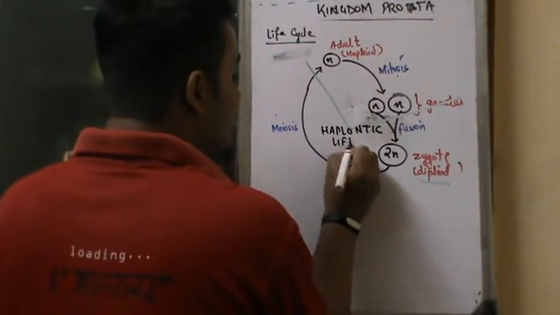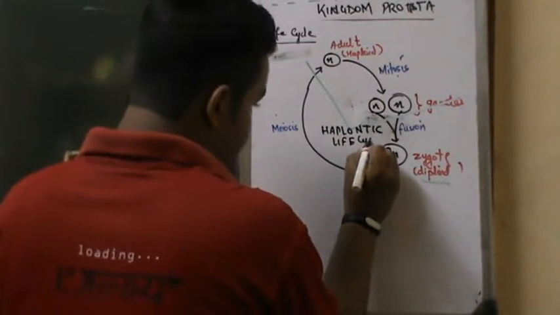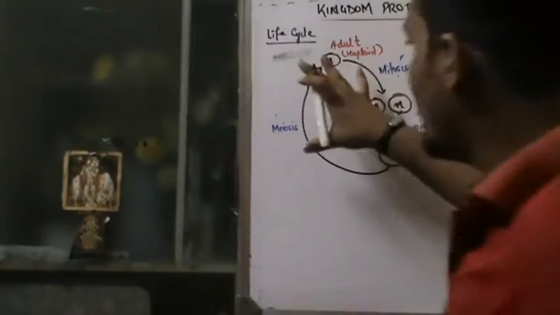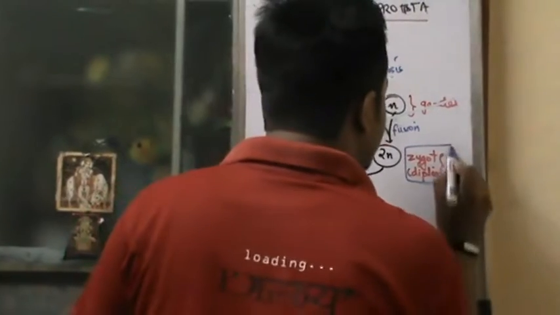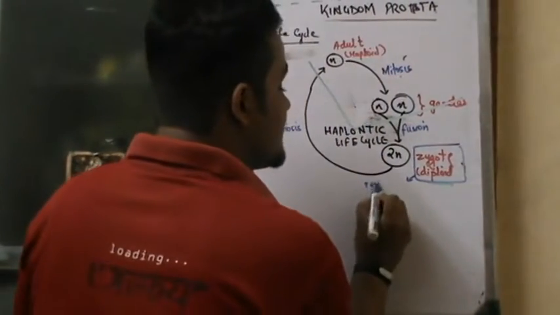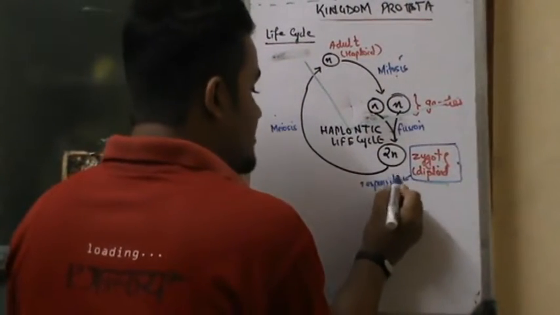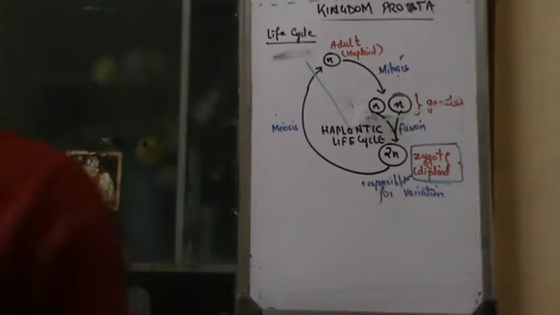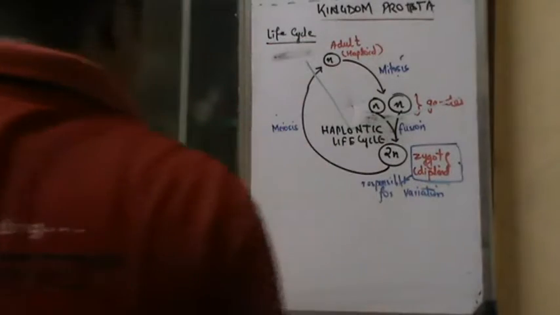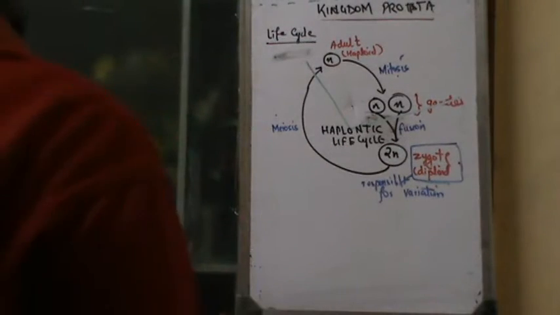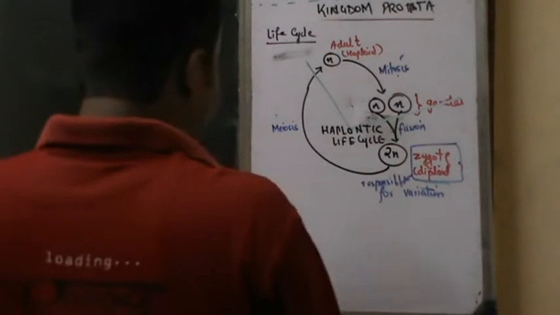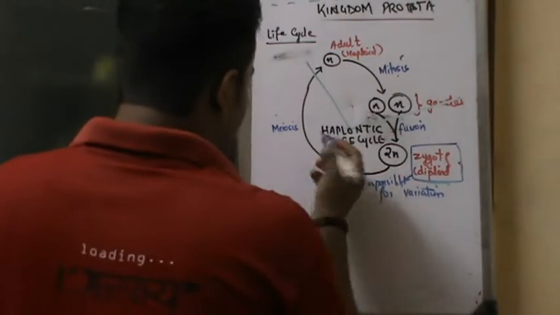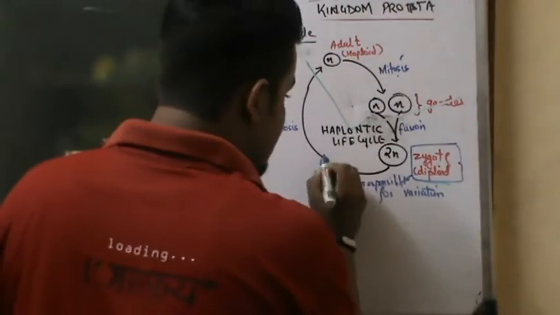Haplontic life cycle. This is the particular type of cycle where most of the life cycle is going to be haploid. Only the zygote is diploid, and this diploid zygote is responsible for any sort of variation, any sort of mutation. And an example of the haplontic life cycle, if you know, can be dinoflagellates.